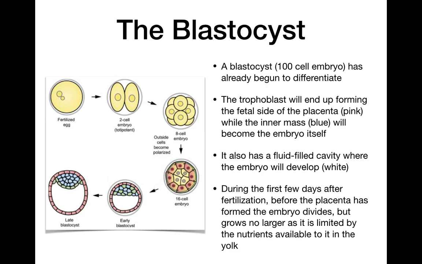During these very first few days after fertilization, before the placenta has fully formed, the embryo is going to start dividing. But it's not going to get very big. It's going to start dividing the cells smaller and smaller and specializing those cells because there's not a lot of nutrients available. The nutrients that were already in the fertilized egg are all it has until the placenta arrives and can give it new nutrients. So it's limited in its size because of that reason.